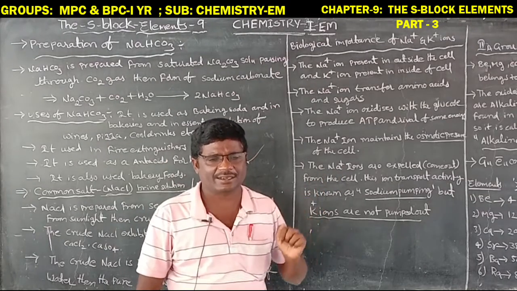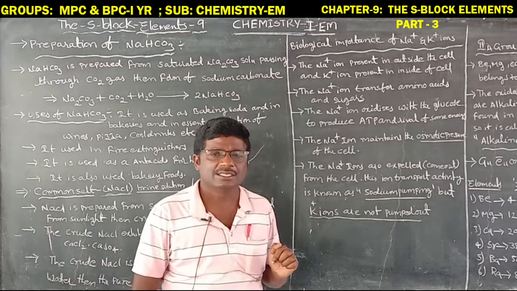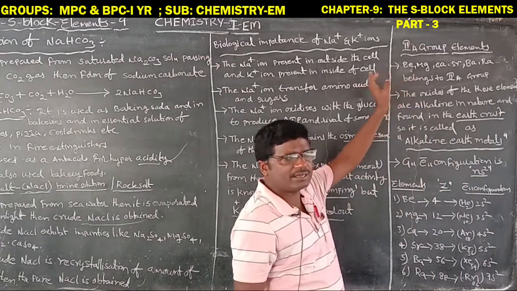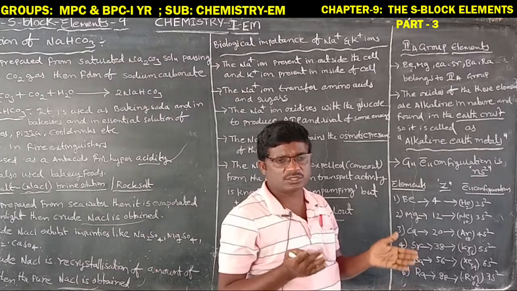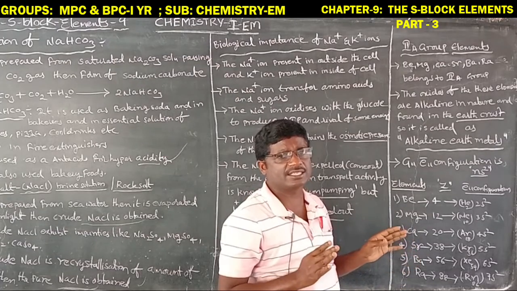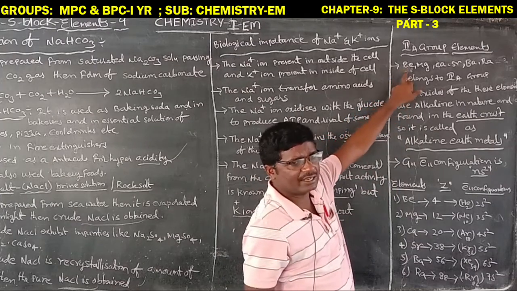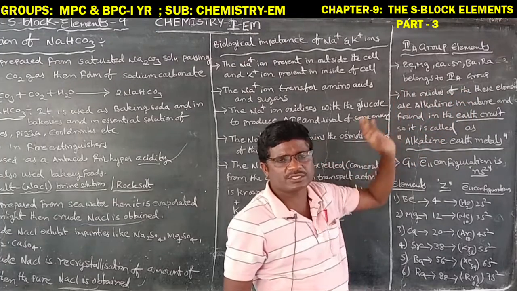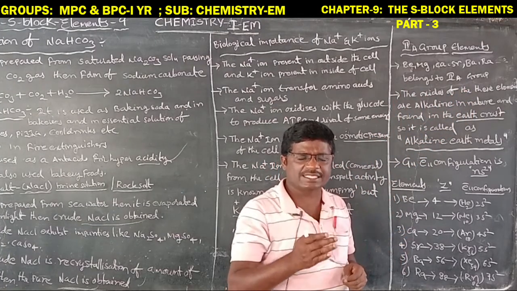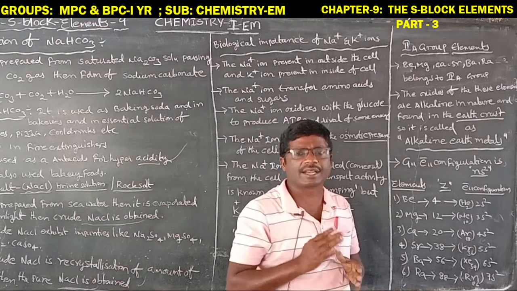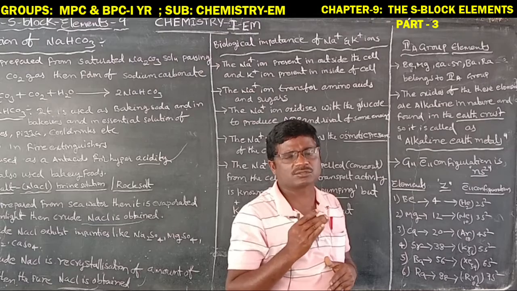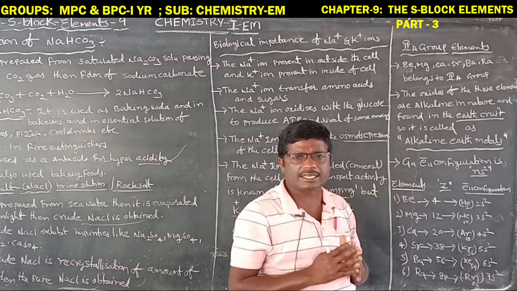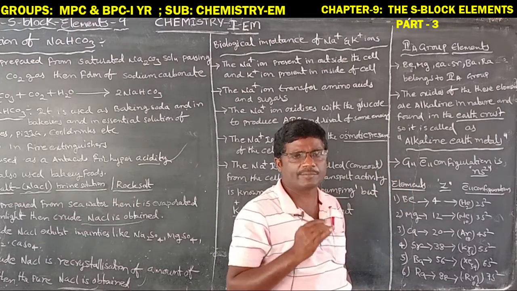Next is the electron configuration and general properties of the secondary group elements. The secondary group elements are also known as the alkaline earth metals. They occur in the earth's crust, so they are called alkaline earth metals. Beryllium, magnesium, calcium, strontium, barium and radium belong to the secondary group elements. Those elements are present in the s block of the modern periodic table.